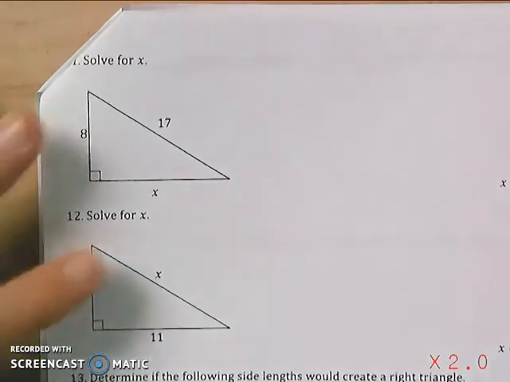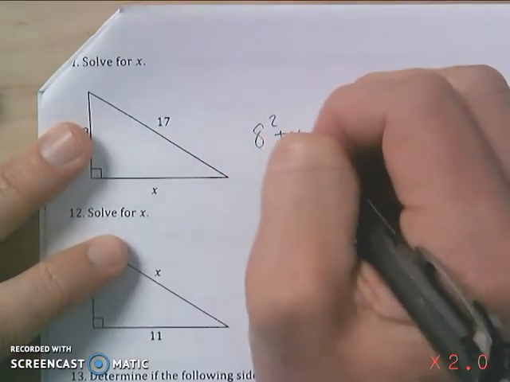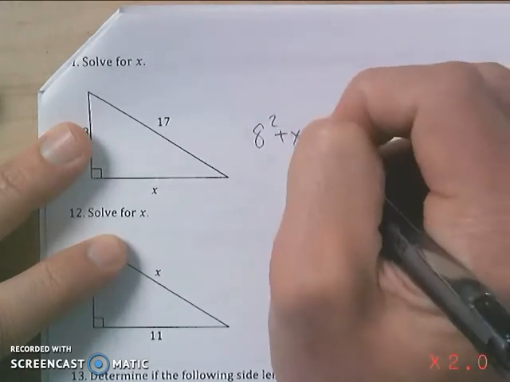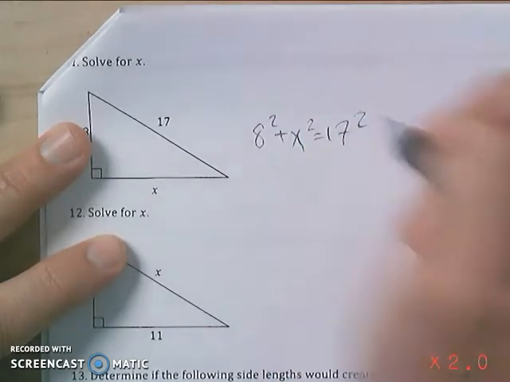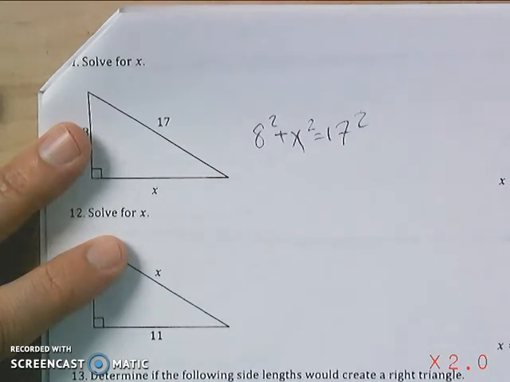Okay? So we get 8 squared plus x squared equals 17 squared. Just do that real quick in our calculator. And we get what? 15?